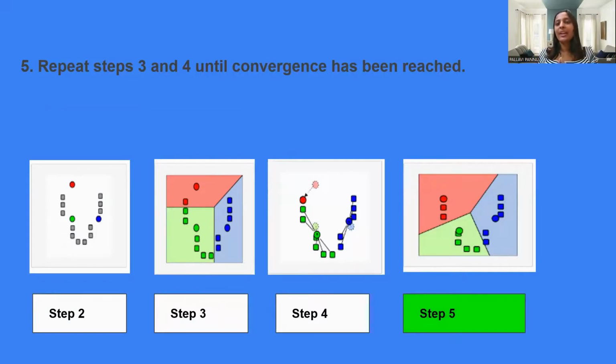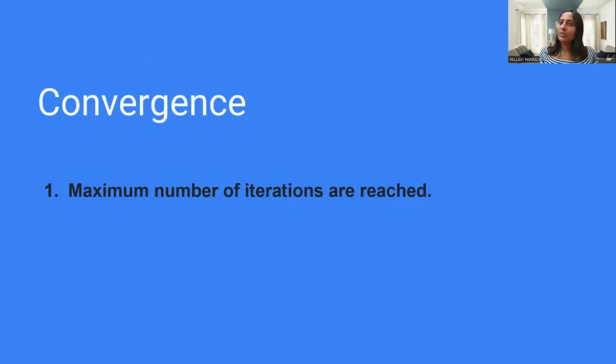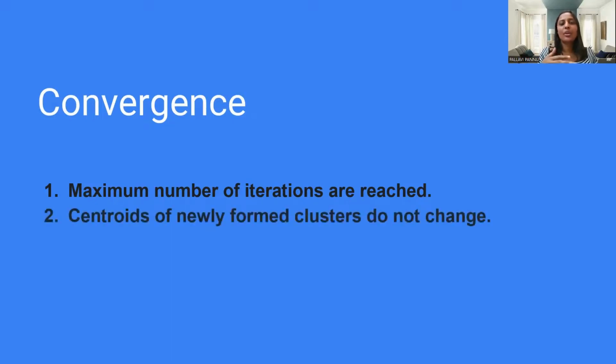So what do I mean by convergence and what's the stopping criteria? Let's check in the next slide. Convergence: there will be some criteria when we have to stop. It is an iterative algorithm, but you don't have to keep going on and on. You have to set some criteria. For example, I can say run this k-means algorithm for 10 iterations. If 10 iterations are reached, you don't do more. Next, the centroids of newly formed clusters do not change.